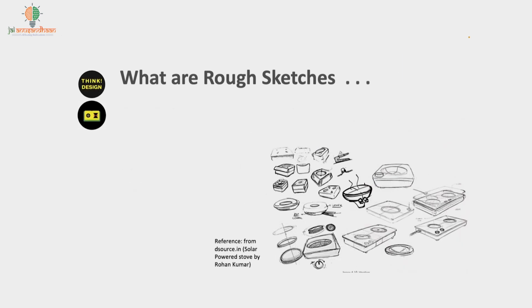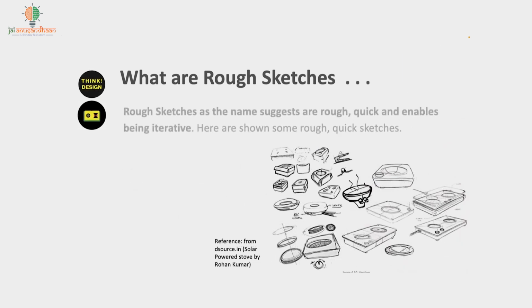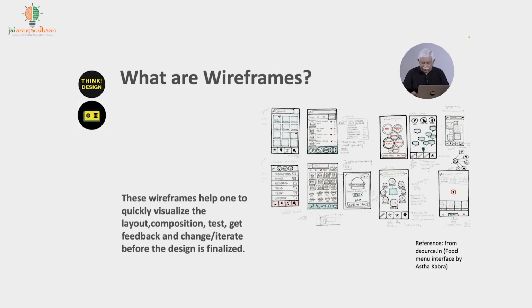Let's look at another example here. So this, you can see that these are sketches done for making a solar powered stove, and these are the rough sketches for it. It gets a feel of what it is like. So let's move on to what are wireframes.